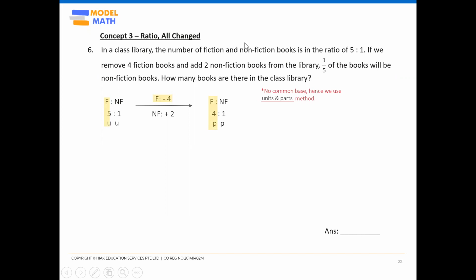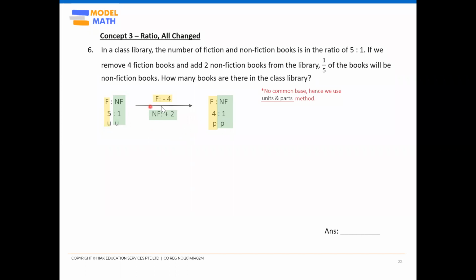I'm going to use another color for the non-fiction. Okay, so now moving on. I'm going to form two different equations, one for the yellow ones, one for the green ones. So the yellow ones would be fiction. So let's start with that first.